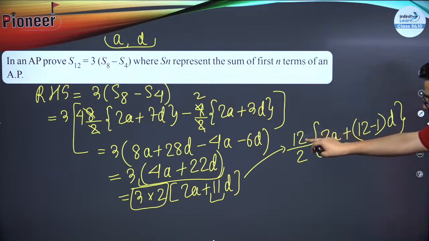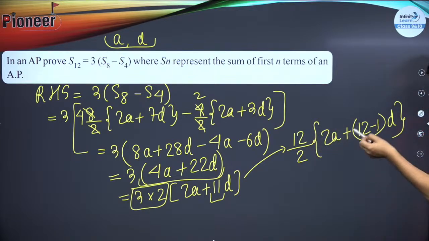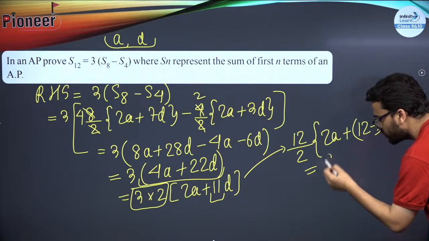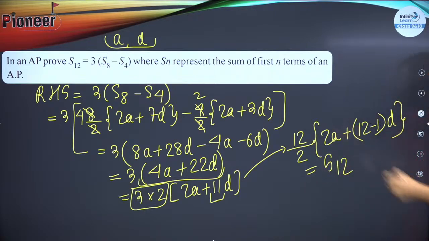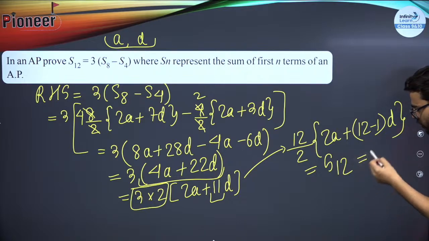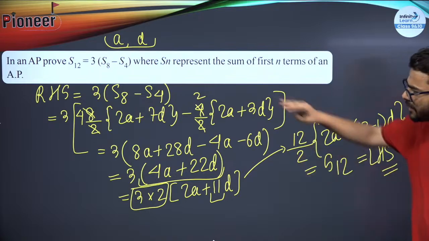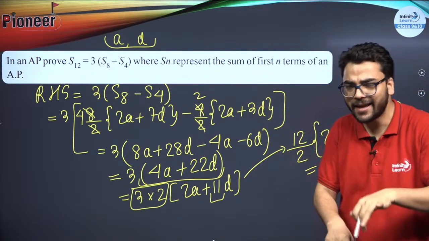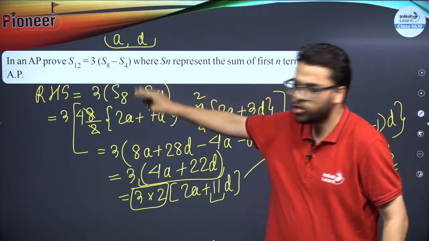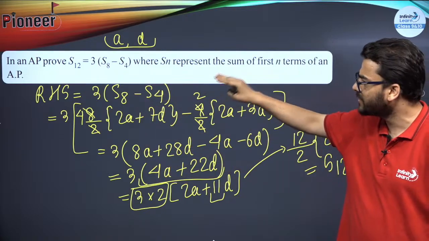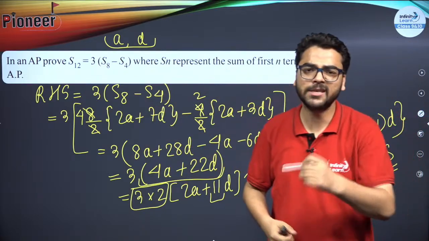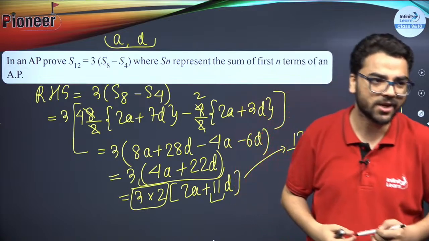So what is this, guys? Is it of the form n by 2 into 2a plus n minus 1 into d? So can I not say that this is equal to the sum of the first 12 terms of this AP, and that is equal to the left hand side? Have we proved it? So this is independent of any AP. In any AP, you will get S12 to be equal to 3 into S8 minus S4. I hope this question is clear to every student in this session.